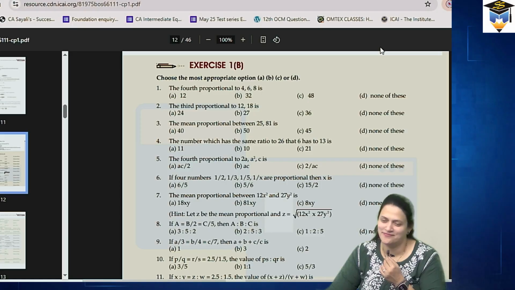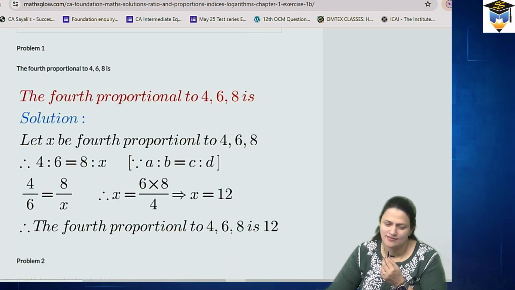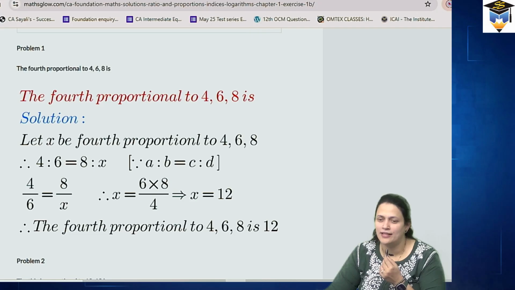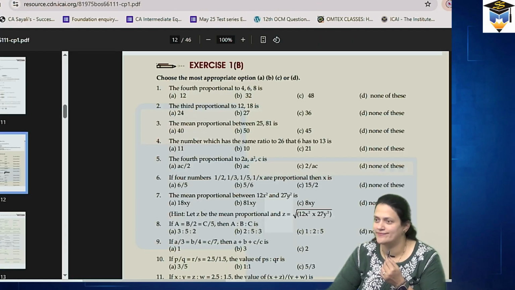आलं? सोपं आहे. 12. भावना सांगते आपल्याला आन्सर. भावना कसं काढणार? 4 upon 6 is equal to 8 upon x. क्रॉस मल्टिप्लाय टू सॉल्व.